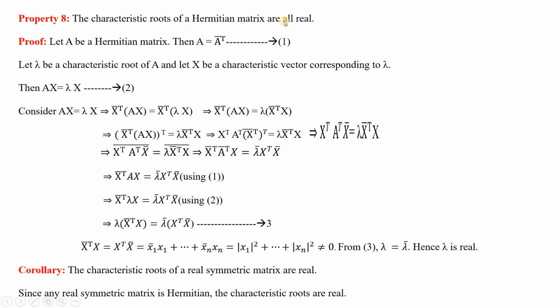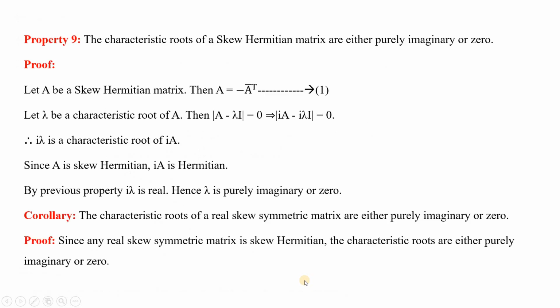So the characteristic roots of a Hermitian matrix are real, which we will see in property number 8. A Hermitian matrix A equals A bar transpose. So Ax equals lambda x. Multiplying by x bar transpose on both sides, then taking transpose on both sides, then taking conjugate on both sides, we will get this. In the place of Ax we are substituting lambda x. So here we get lambda equals lambda bar, which means that lambda is real. So from this property we can say that the characteristic roots of a real symmetric matrix are real.